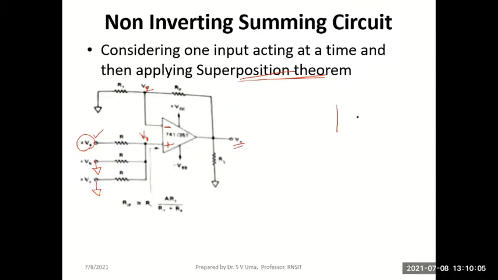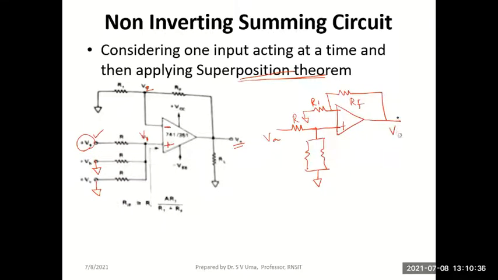The equivalent circuit will look something like this. You have VA, 1R here, and here I have R in parallel with R connected to ground, because of these two resistors, and this is connected to your non-inverting terminal. As usual, the inverting terminal is connected to the resistance RF and R1, where RF is the feedback. Now it becomes easier to find what will happen to V0.